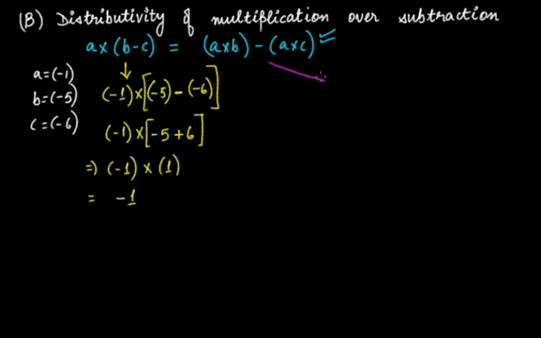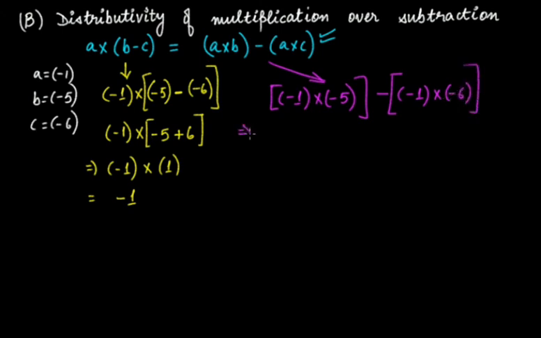Solve for this one. So a times b will be -1 times -5 minus -1 times -6. This will be 5 minus, in this case here you have -1 times -6 will be 6. So this is also coming equal to -1, and therefore we can say that -1 here and -1 here, both these values are equal, and this condition gets satisfied. Therefore, along with addition, integers follow distributivity of multiplication over subtraction too.